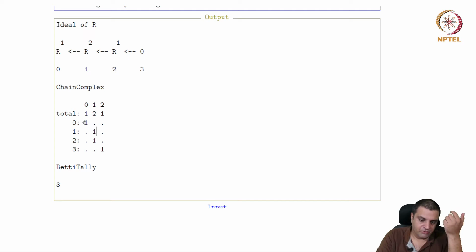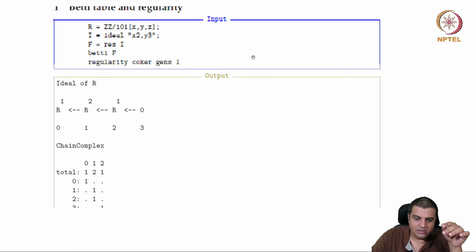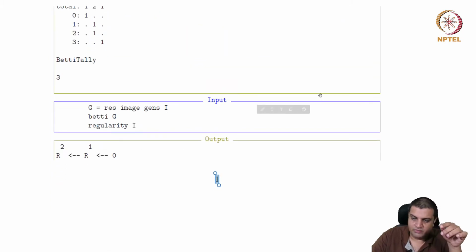And if you notice, this has already taken the j minus i difference. Remember, in column i, row index j, it is already beta_{i,i+j}. So in other words, regularity is just the index of this bottom row. One can look at the Betti table of a module and immediately tell what the regularity is. Regularity here is 3. That's what we were asking here.